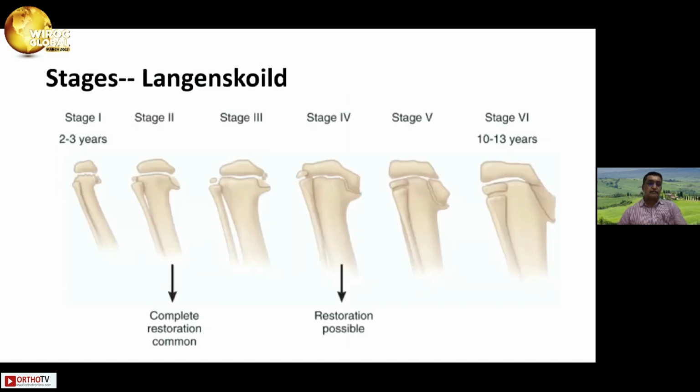Now, Blount's disease goes by various stages, as described by Langenskiöld. Stage 1 to 2, where complete restoration is common. Stage 3 and 4, restoration is possible. There will be some amount of epiphyseal depression and growth plate changes, but the medial growth plate is still intact. Stage 5 and 6, most of the time, the medial growth plate is fused, and there's quite a lot of epiphyseal, articular depression.